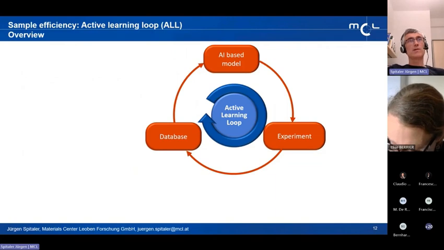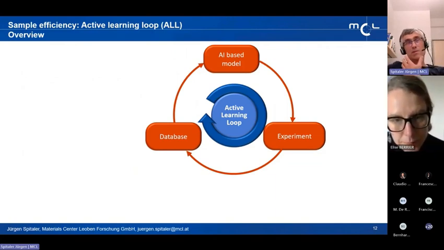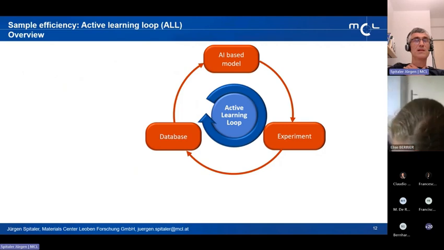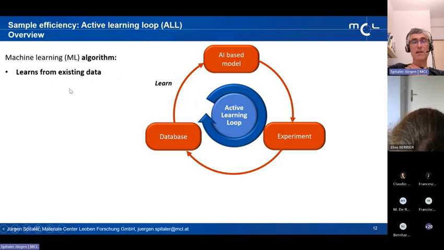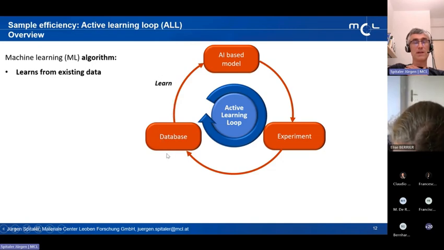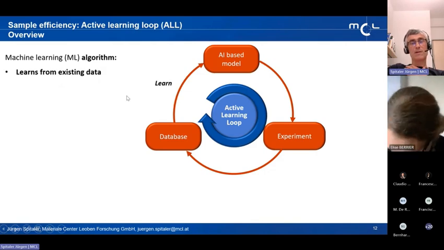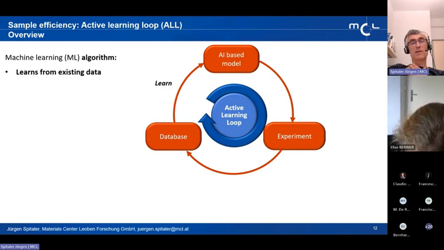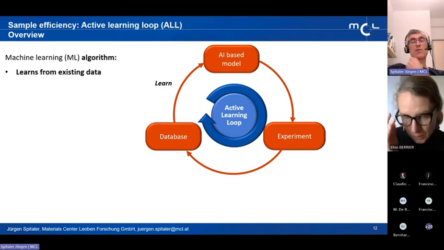All right, let me spend a few words on what active learning is about. Many of you probably know, but still I want to use it as a starting point. Active learning means that you start from a database, from a data set, and a model learns from this data. As soon as you have your first version of the model, you can predict the properties of new data points. And through this prediction, the model can suggest new data points to improve itself, so to say.